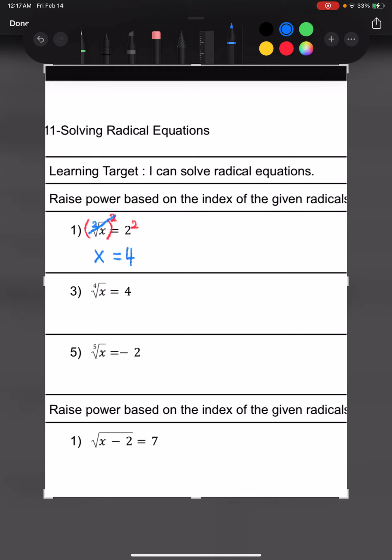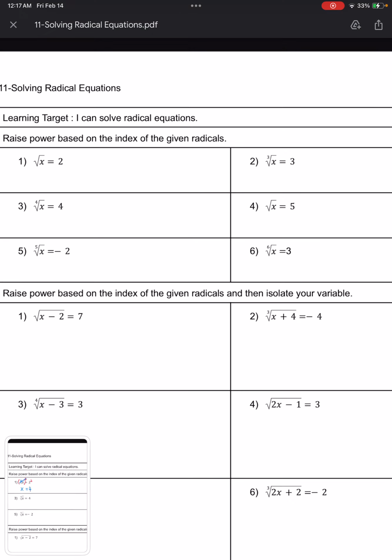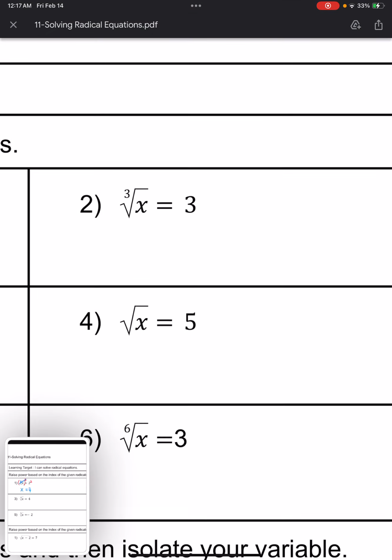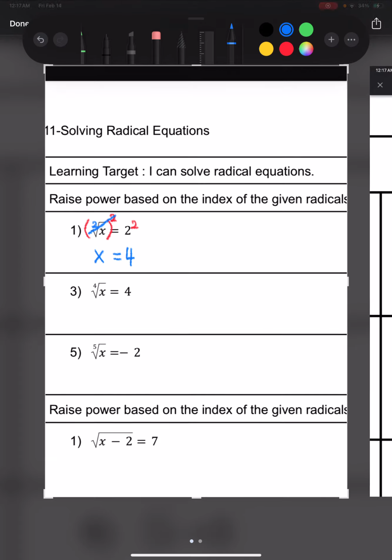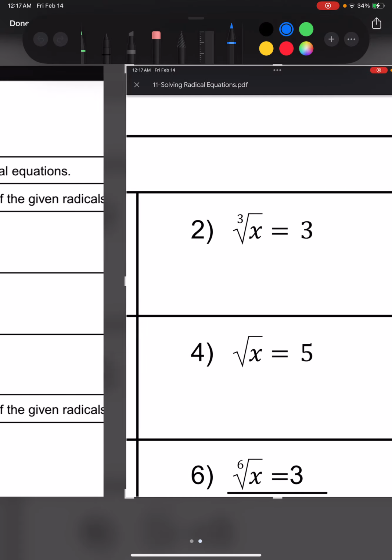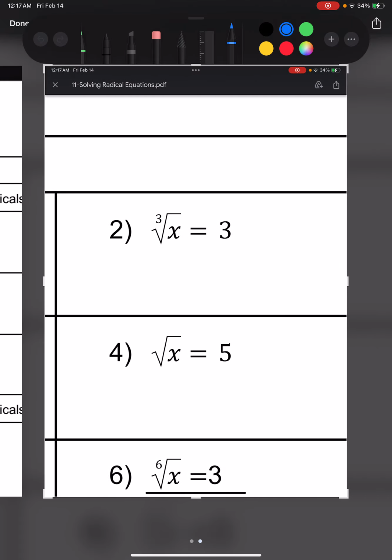So you're going to move on to the next one. You're going to do number 2. I'm sure you have an idea what to do now. Always, to remove your radical sign, you have to give the same power as your index. Since your index is 3, you have to raise your power to the third.